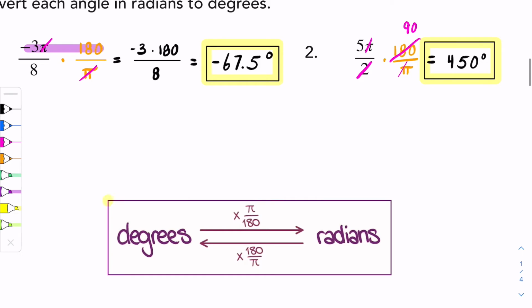So here's just a quick note of what we accomplished in this section. You have degrees to radians. If you're going from degrees to radians, you are multiplying by pi over 180. However, if you're going from radians to degrees, you're multiplying by 180 over pi.